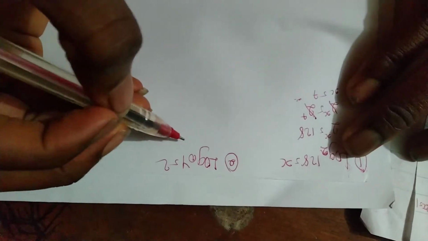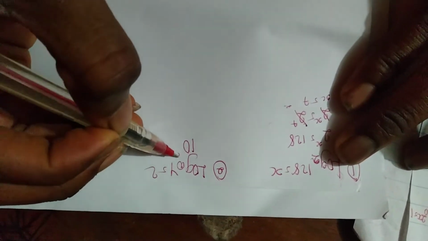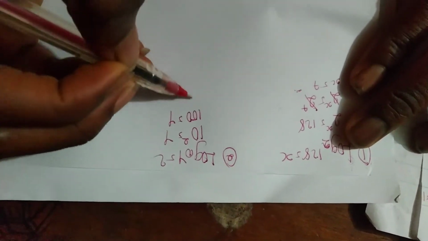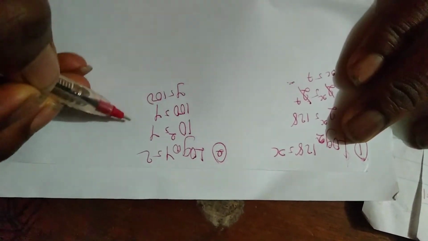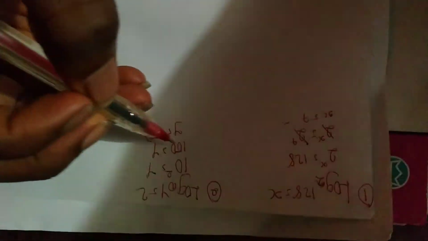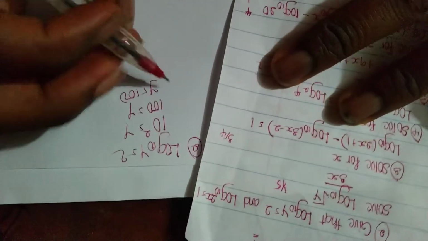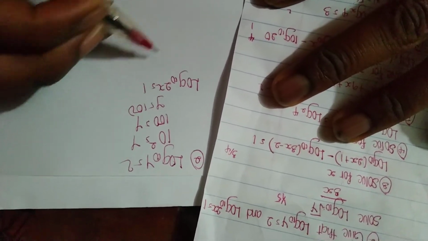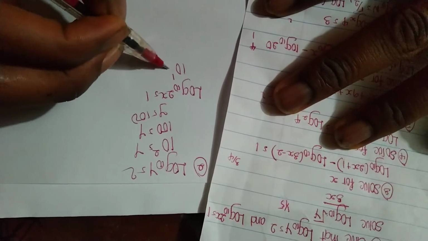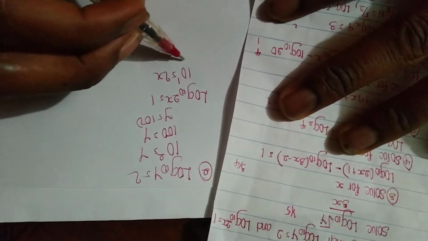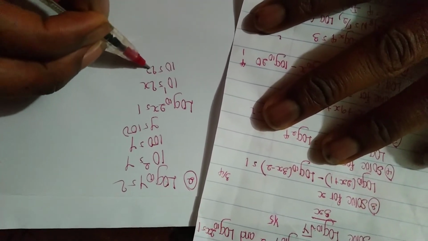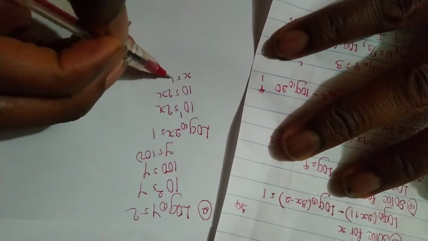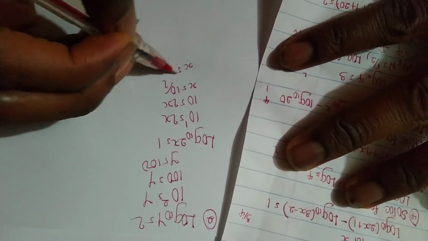Remember what we explained here. We can simply say 10 raised to the power of 2 is equal to y. 10 raised to the power of 2 is 100. So our y is equal to 100. Then our second, I said, log base 10 of 2x is equal to 1. So we can say 10 to the power of 1 is equal to 2x. So we have 10 is equal to 2x, because 10 to the power of 1 is 10. So x is equal to 10 divided by 2. So our x is equal to 5.